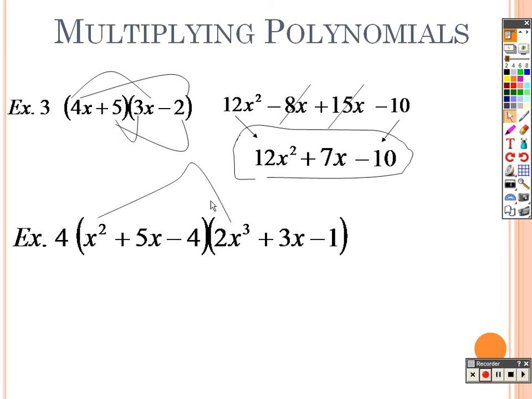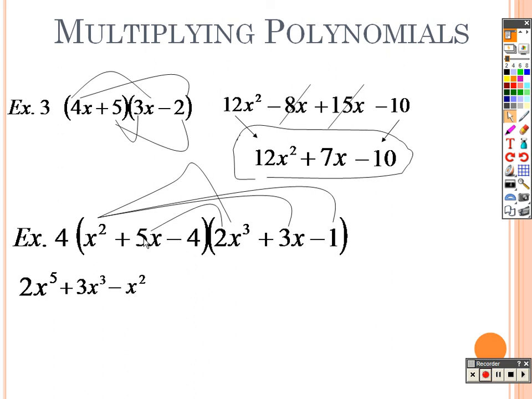An x squared times a 2x cubed. Well, 1 times 2 is 2. And x squared and x cubed, well, what are you supposed to do with exponents? You add them, right, when you're multiplying. So 2 plus 3, that's how we get the 5. Then x squared times the 3x. Well, 1 times 3 is 3. X squared and an x. Well, that's a 1. The exponent there is like a 1. So when you add them, 2 plus 1 is 3. And I have x squared times a negative 1, so x squared times negative 1 is just a negative x squared. And I move on to the middle term now.